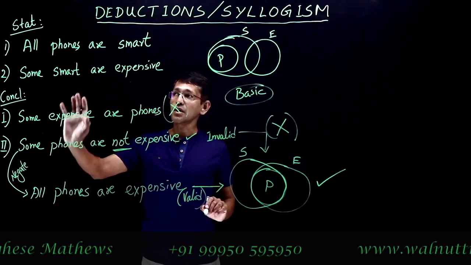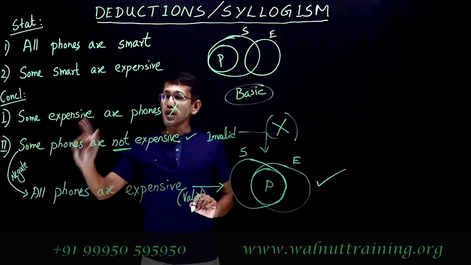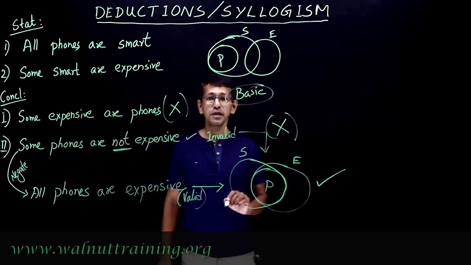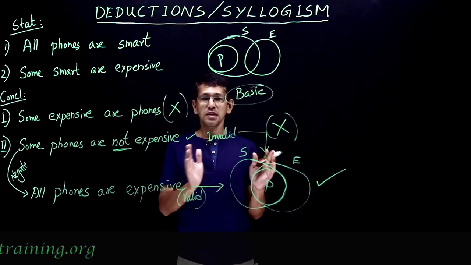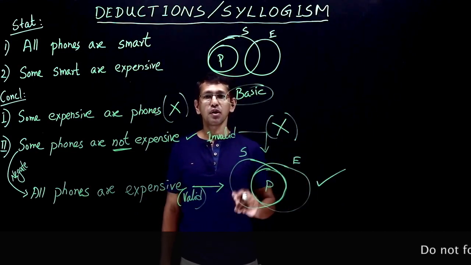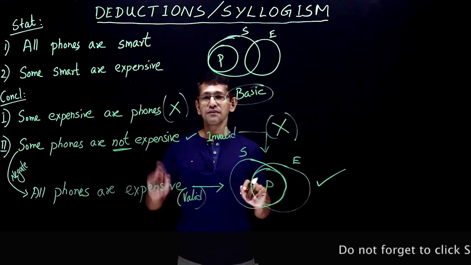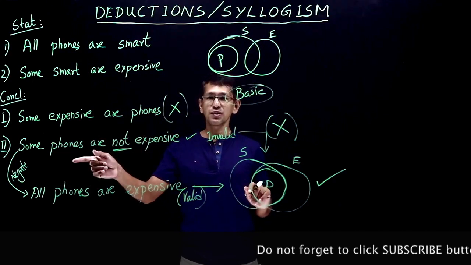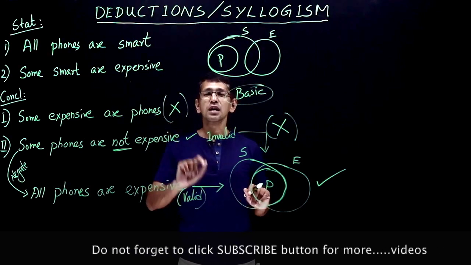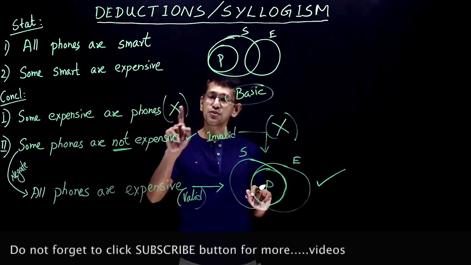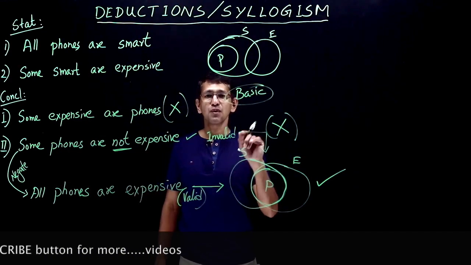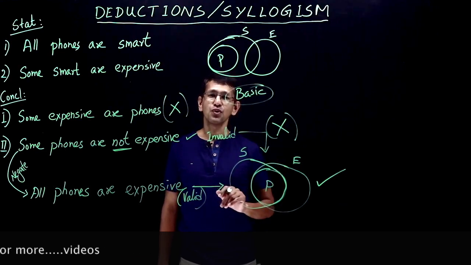So for this particular question, conclusion 1 doesn't follow, conclusion 2 doesn't follow. The answer choice depends on the directions. Sometimes it would be given as mark your answer as D, or mark your answer as E if neither conclusion 1 nor conclusion 2 follows. So for this question, the answer is both conclusions do not follow, or neither 1 nor 2 follows.